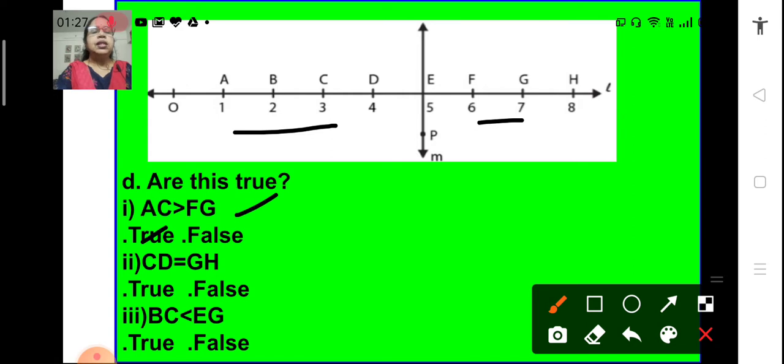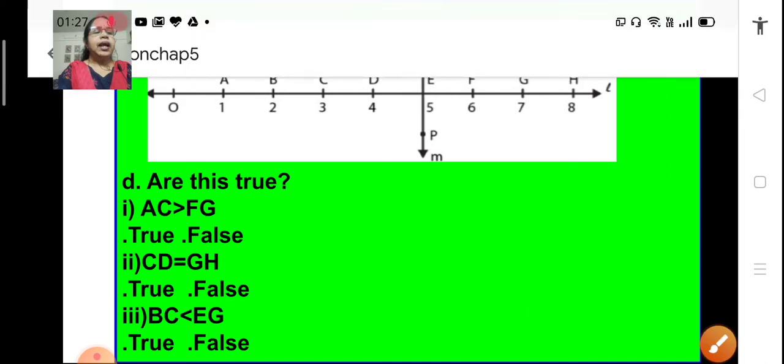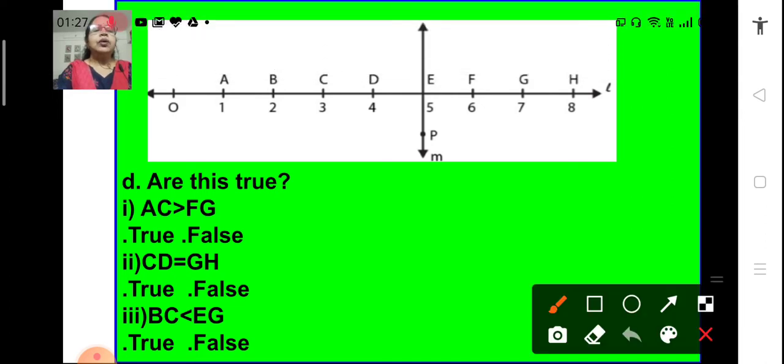The next one, CD is equal to GH. So let's see, CD is made up of 1 unit and GH is also of 1 unit. So is it equal? Yes, they are equal. CD and GH, they are equal. Next, BC is greater than EG. Where is BC? This is BC and EG is of 2 units. Okay, so BC is less than EG. EG is greater. So yes, it is true. EG is greater than BC.